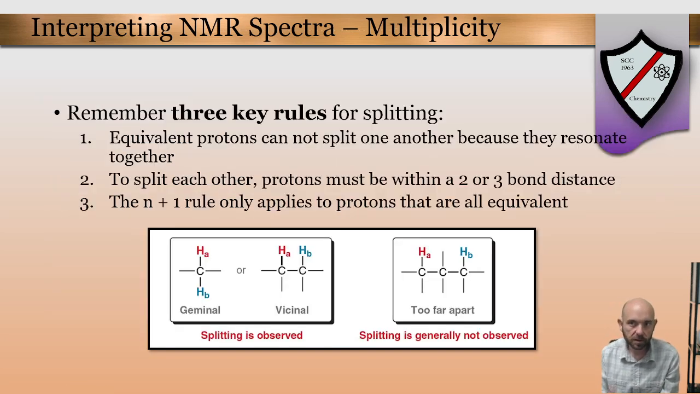So when considering the multiplicity of a signal, remember three key things. Equivalent protons don't split each other. Protons all of the same group giving the same signal don't cause any splitting for one another. To split each other, protons must be within 2 or 3 bonds distance, so they can be on the same carbon or on adjacent carbons to cause splitting. And the n plus 1 rule only applies to protons that are all equivalent. We'll see what that means for non-equivalent protons coming up next.